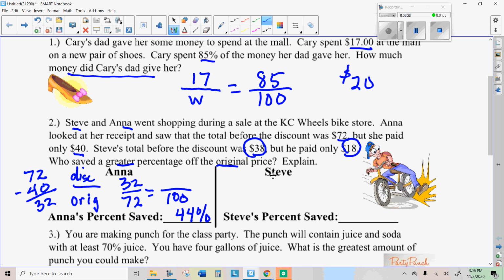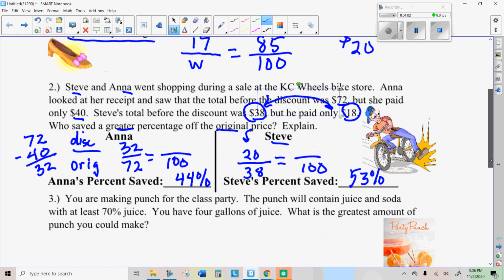Okay, so you figure out Steve. Make sure you figure out how much he's saving first by subtracting these two. Find out how much he's saving. And then put his original on the bottom, which is 38. And find out how much he's getting off, the discount he's getting in dollars, and put that on top. Okay, give that a shot. See how you do. And if you did that right, you'll see that he's saving about 53%. Okay, so we're going to say that Steve got a better deal on his bike.